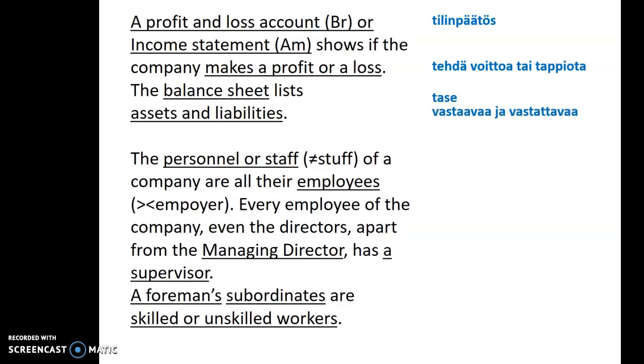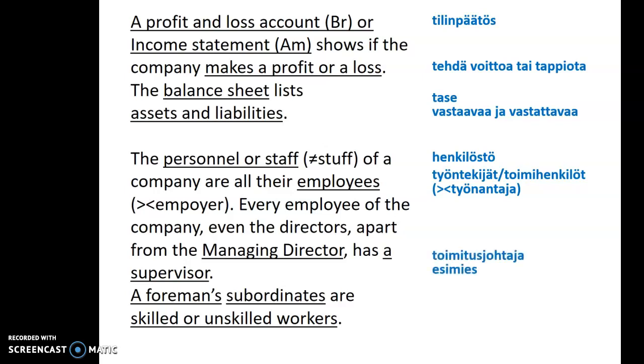Every company has personnel or staff, and that's all the employees. And in the English language we don't have this difference as we have in Finnish, työntekijät, toimihenkilöt, they are all employees. And employees is a better word than worker. Worker refers more to the employees doing the manual jobs. But be careful not to confuse the words employee and employer.